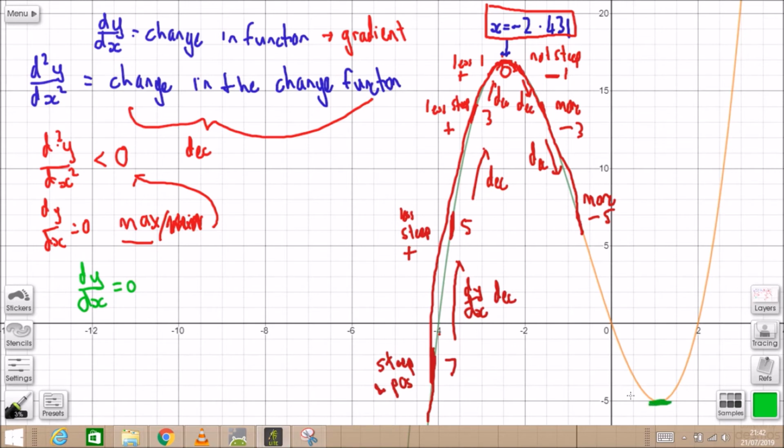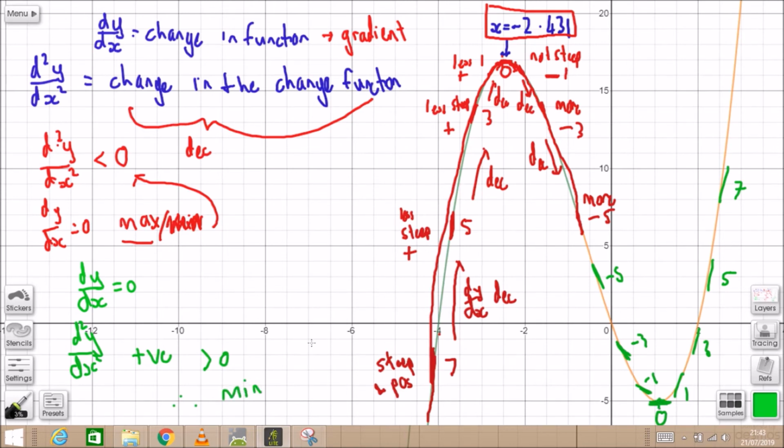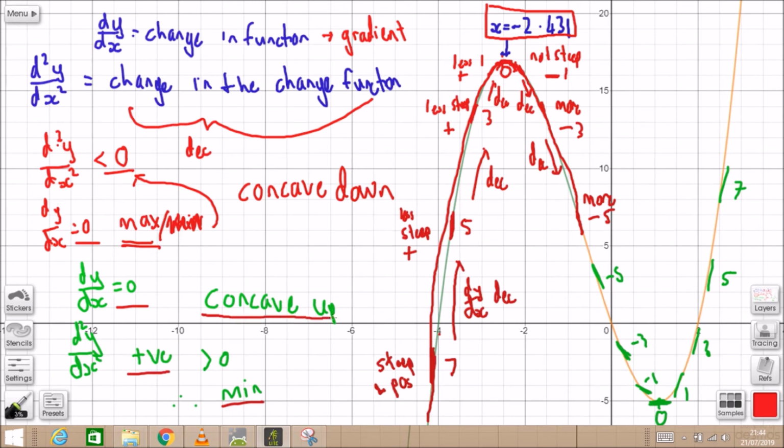This other point we have when the first derivative is equal to 0, that's a turning point. But if we look at the gradient, we can see that these gradient points are all increasing. So that's to say that the second derivative is now positive, or bigger than 0. This means we must have a minimum. Another word for this is concave down for our maximum, and concave up for our minimum.